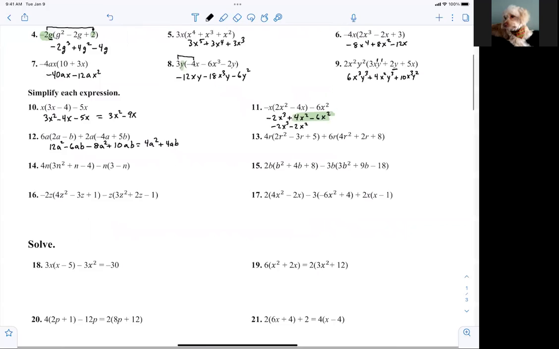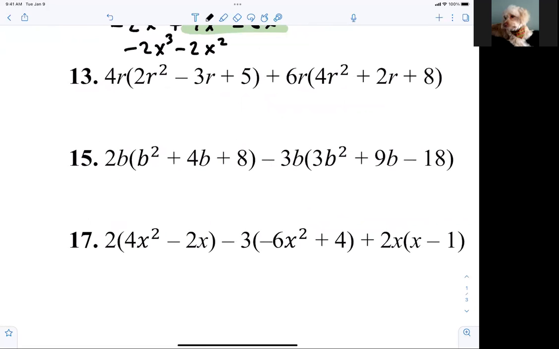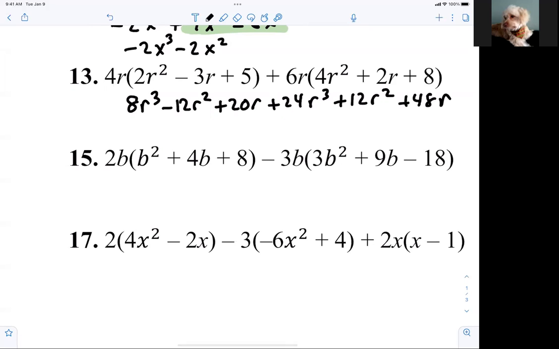All right, here we go. 13. You got a tricky one now. You got a long one. So let's go. No stuttering. So you distribute. So I know that. 8r cubed, keep going, minus 12r squared, keep going, plus 20r, brilliant, plus 24r cubed, good, plus 12r squared, amazing, plus 48r. Wow. Beautiful.